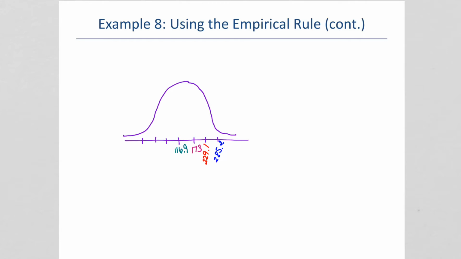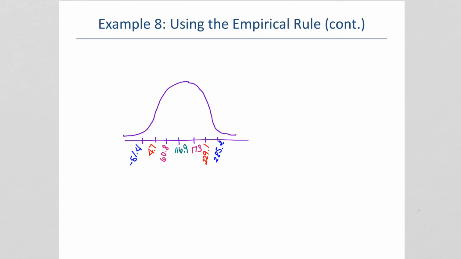Then going the other direction, 116.9 minus 56.1 is 60.8. Subtract 56.1 and you get 4.7. And subtract another 56.1, you get negative 51.4. It's highly unlikely we'd have negative minutes. That's not even possible. So obviously we're not going to be going down that far.